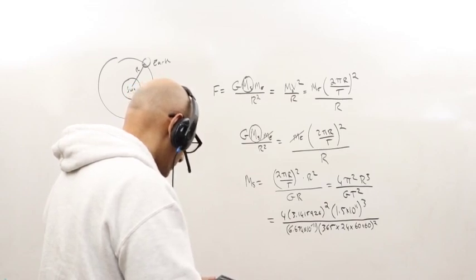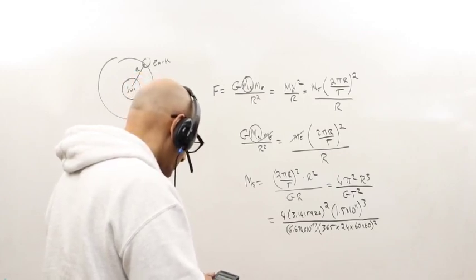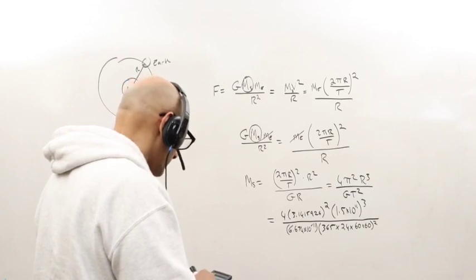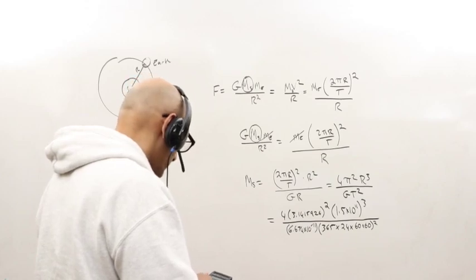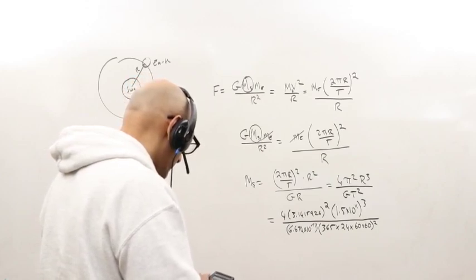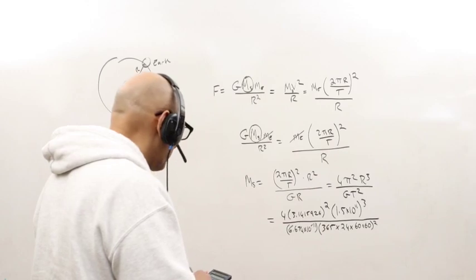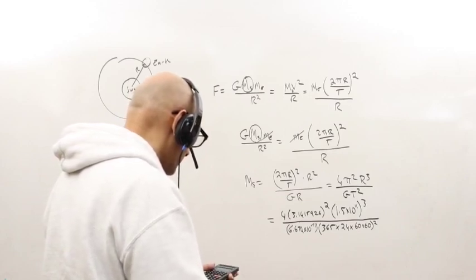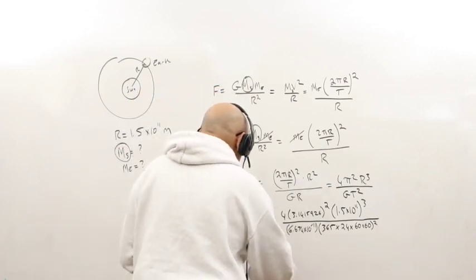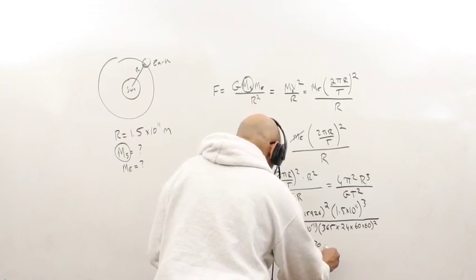4 times 3.1415926 squared times 1.5 times 10 to the 11 cubed, divided by 6.674 times 10 to the minus 11, divided by parentheses 365 times 24 times 60 times 60 close parentheses squared equals 2.0 times 10 to the 30 kilograms.